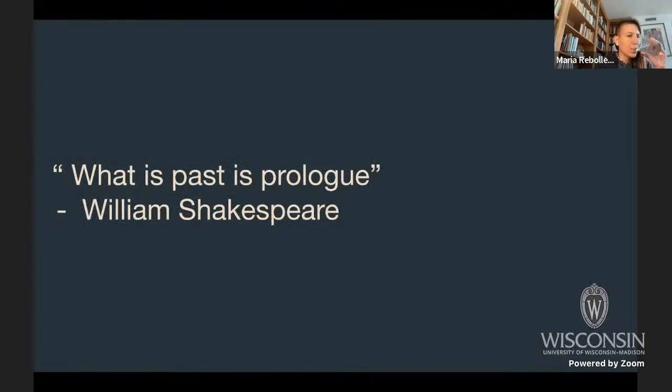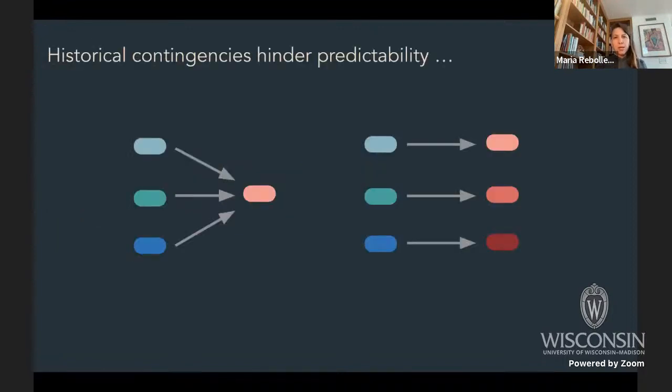And so in some ways, we tend to think that history does help us predict the present. In the words of William Shakespeare, what is past is prologue. But we also know in evolution that historical contingencies can hinder predictability.